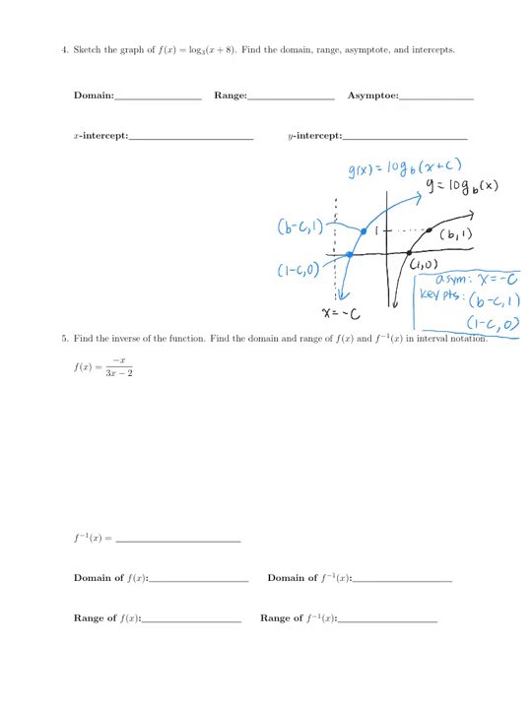Our function f of x is log base 3 of x plus 8. If I follow that through, let me just write it down: f of x is log base 3 of x plus 8. In this case, our c is going to be 8. So we're going to have the asymptote at x equals negative 8.